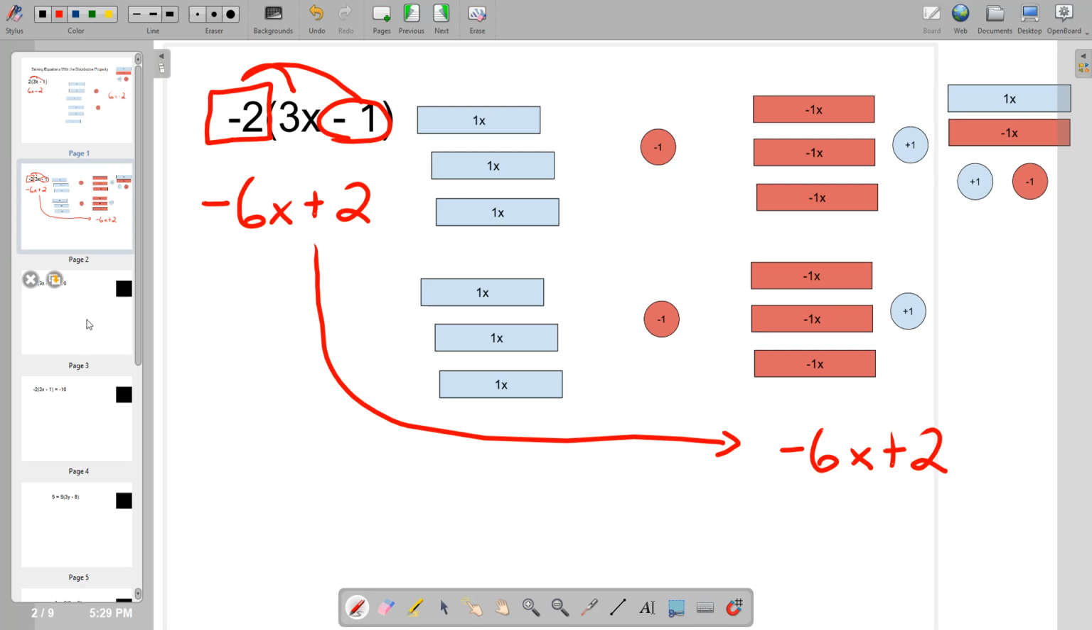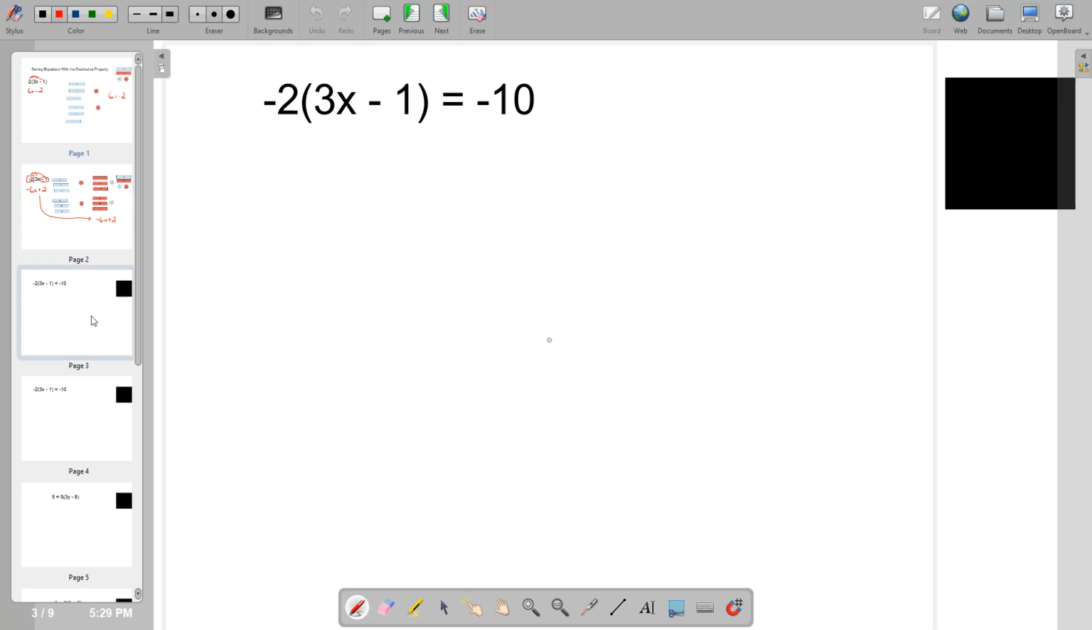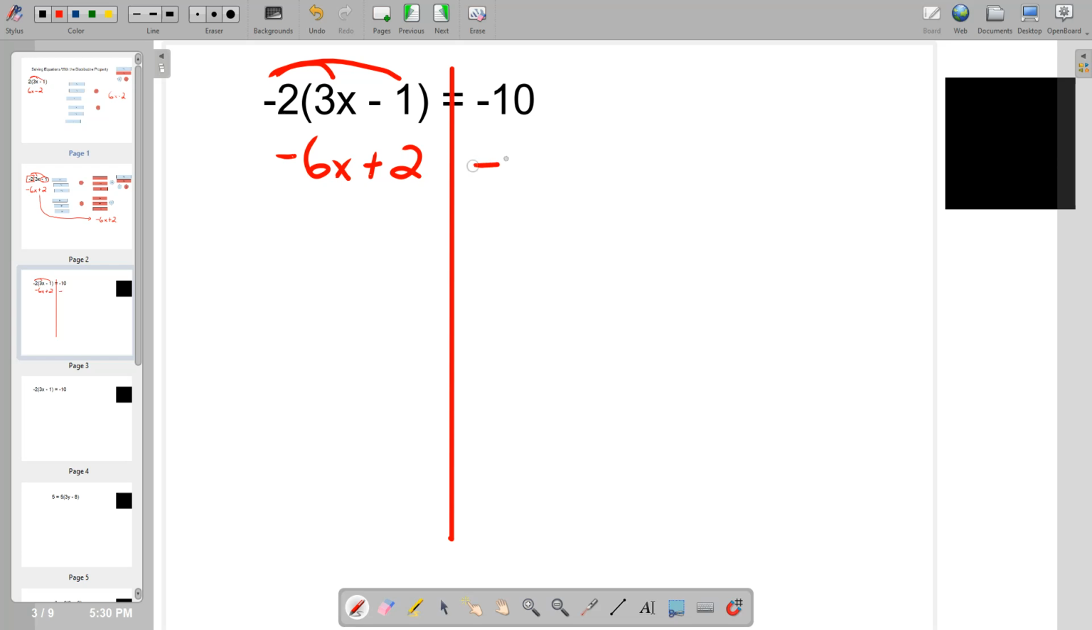Now, the reality, though, is when we're actually solving these problems with the distributive property, once we get to that point, nothing is actually different than what we've been doing on the rest of our problems. We're always going to draw a line down our equal sign to split our problem in half. And here I have negative 2 times 3x, which is negative 6x, just like we had before. Negative 2 times negative 1 would give us positive 2. And then we'd have our negative 10 on the left.